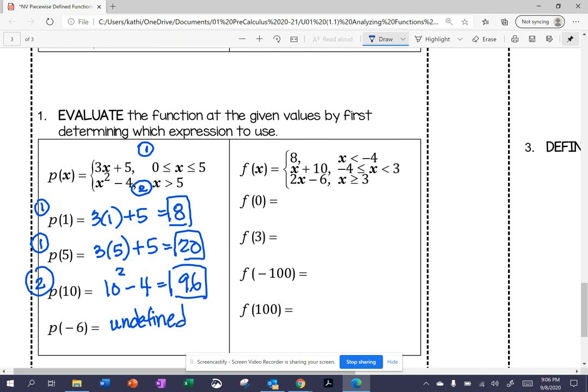Okay, I'm going to give you a minute. Can you evaluate the next set of functions? Can you pause the video?